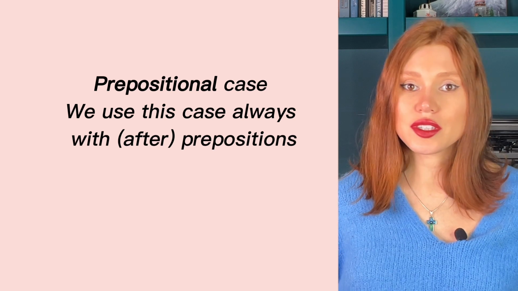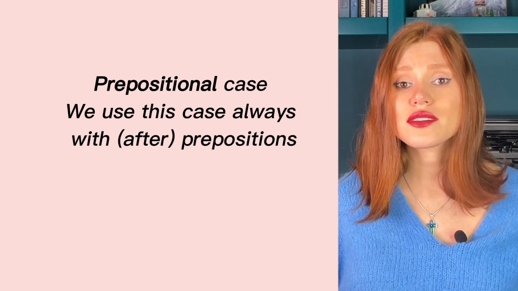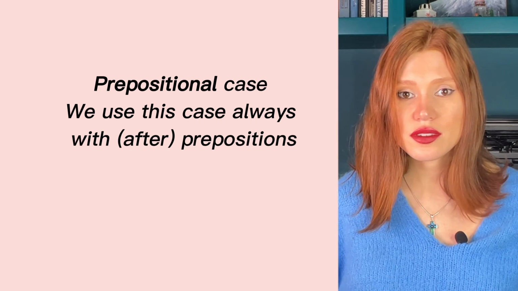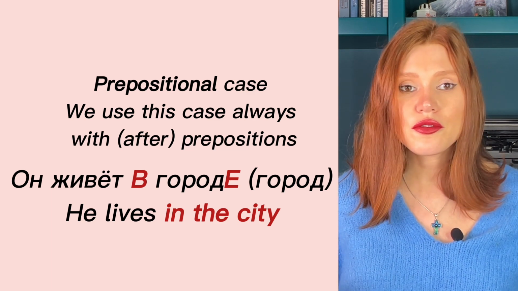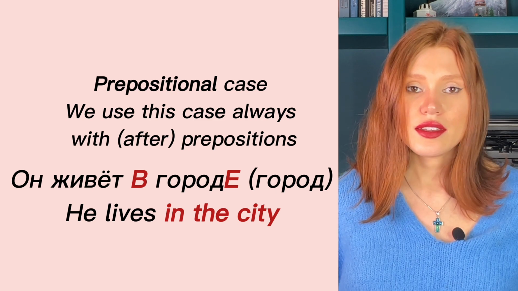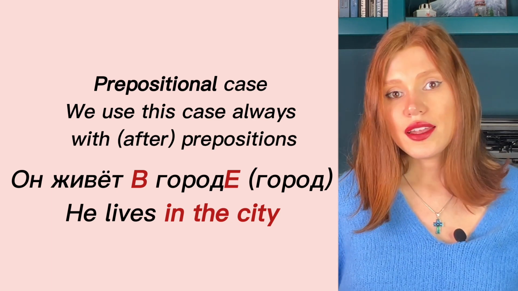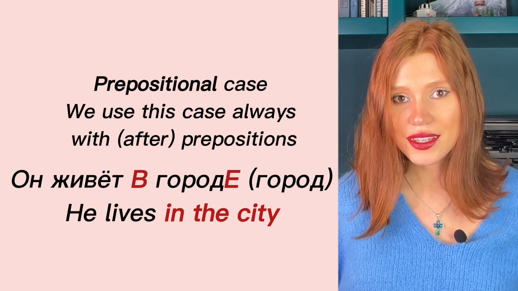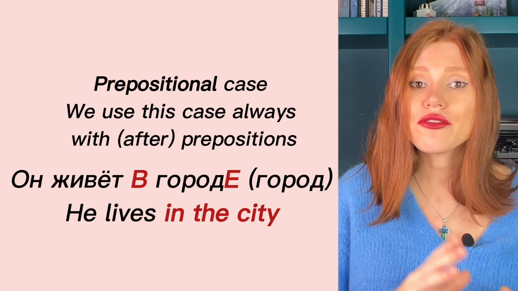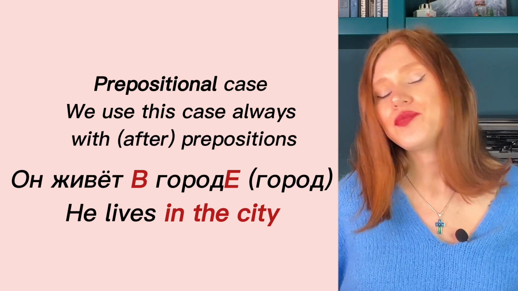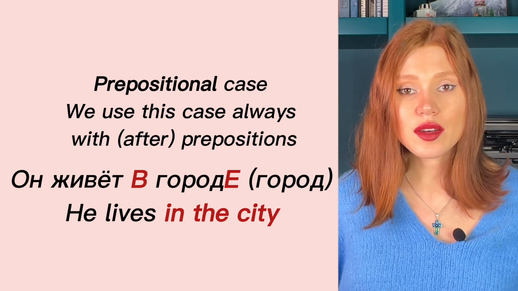And the last case, prepositional case. This case is called like this because we use this case always with prepositions, after prepositions. There are a lot of examples. For example, он живет в городе. В городе, it's prepositional case. And город, городе, so before we have в, like in the city. And a lot of other situations and examples which I will tell you later when we will focus on every single case. Okay, after this video we will start learning all these cases with situations, examples, and etc.